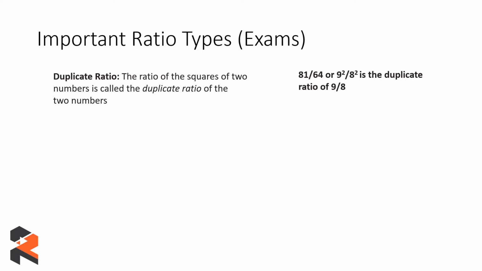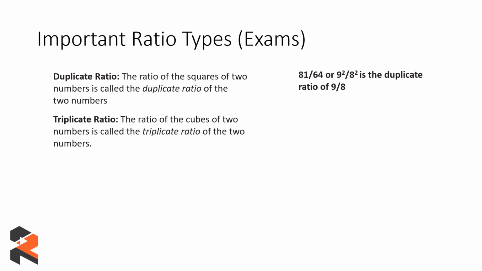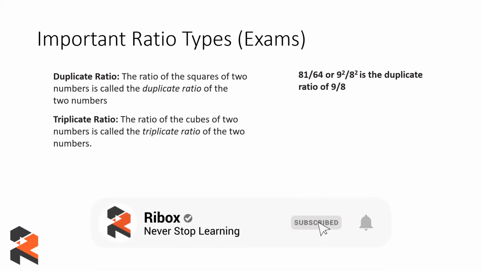81 by 64 is the duplicate ratio of 9 by 8. Why is it the case? Because 81 is nothing but 9 square and 64 is nothing but 8 square. So as per the definition, the ratio of the squares of two numbers is called the duplicate ratio of the two numbers. In a similar manner, we have something called triplicate ratio, wherein there is the cube of two numbers, which is called the triplicate ratio of the two numbers.